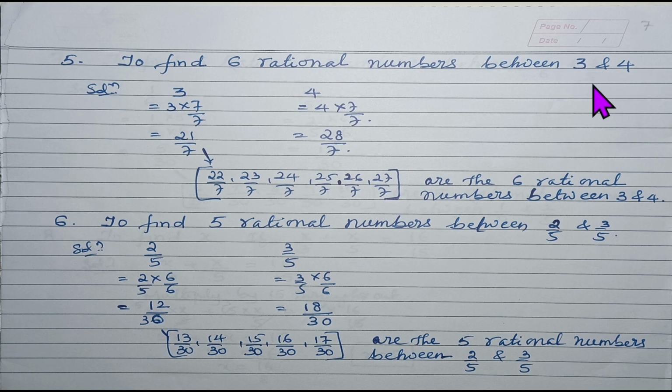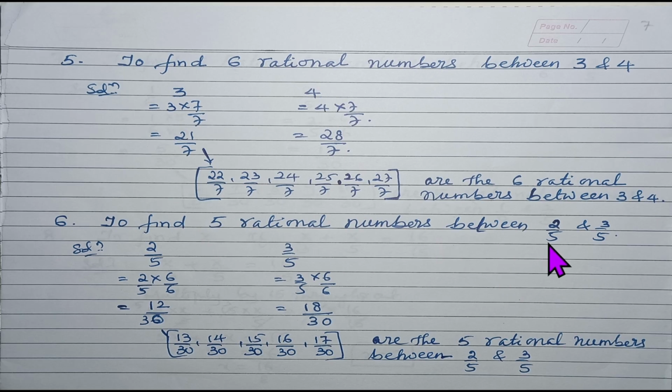So please remember, in the denominator method, if the denominators are the same, because the denominator of 3 and 4 is 1 and 1, take 1 more than 6, that is 7, multiply by 7 in both the numerator and the denominator, get the new rational numbers, that is 21 by 7 and 28 by 7, and then write the 6 required rational numbers between the two given rational numbers. So these are the 6 rational numbers between 3 and 4.